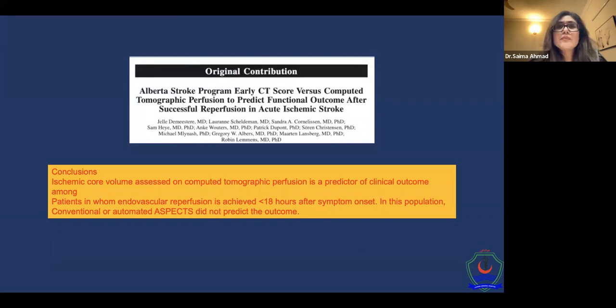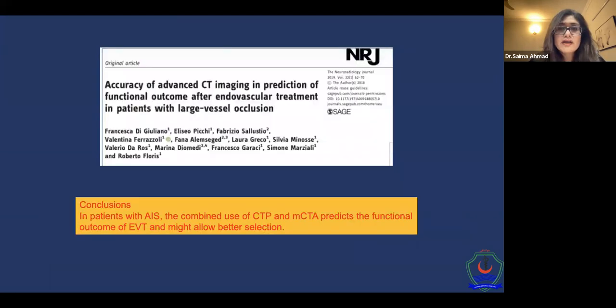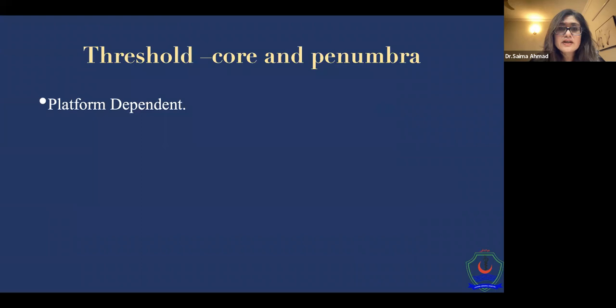But one point which is very important, and I would like to highlight here, is that CTP can predict the bad and the good outcome if it is taken as the imaging of choice after 6 hours. Because before 6 hours, we cannot rely on the CTP. So yes, it is a predictor of the good and the bad outcome, but after 6 hours, not before 6 hours. Now, the thresholds are platform dependent.